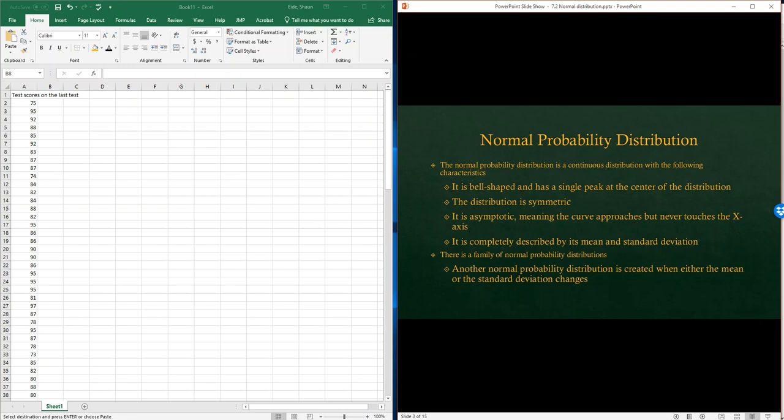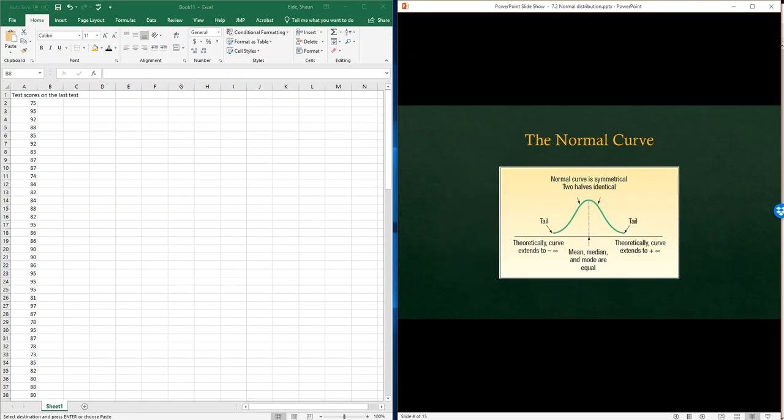And we're going to be going over all of these, so don't freak out that I'm going really fast through this. But it's completely described by its mean and its standard deviation. And then we're about to go over the family of normal probability distributions. Okay.